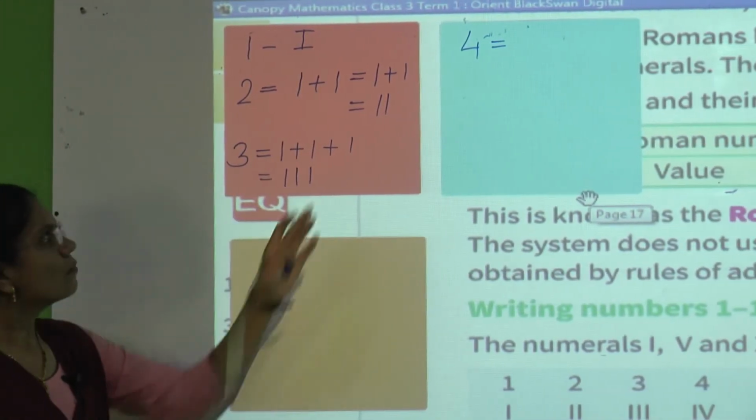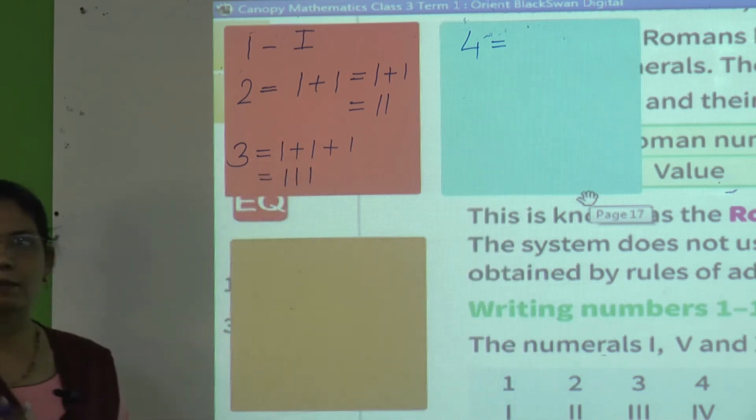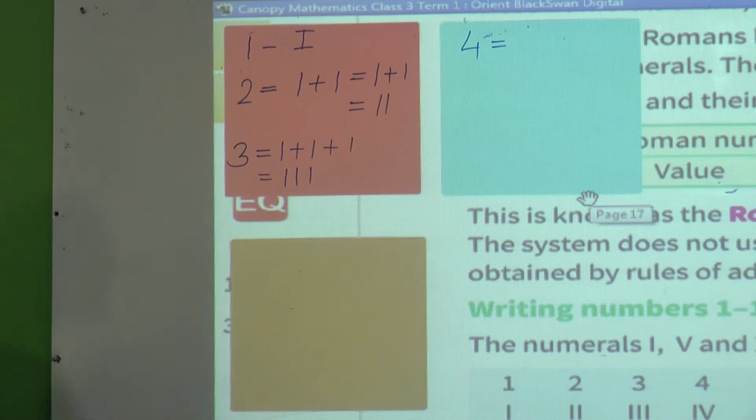Now here, 4 means what? 4 means 1 plus 1 plus 1 plus 1. But see children, there is one rule. Which rule is that? We cannot repeat I more than 3 times. Till 3 times we can repeat I. See here.